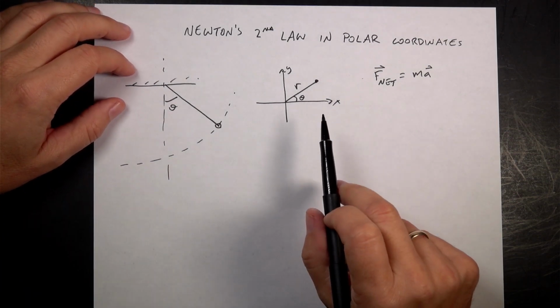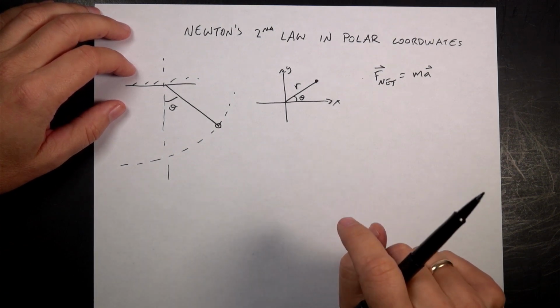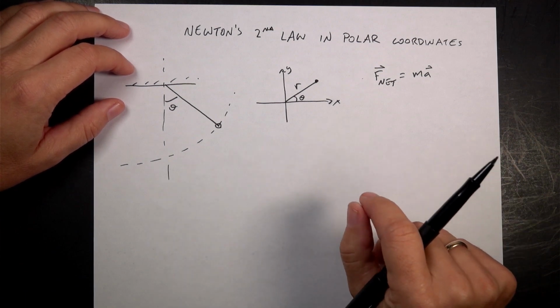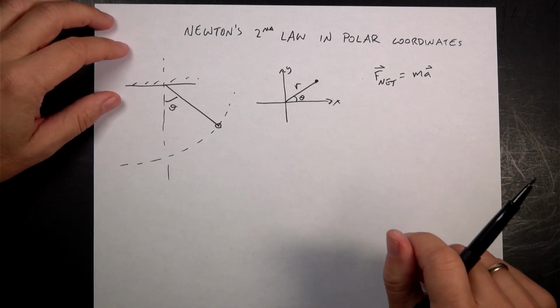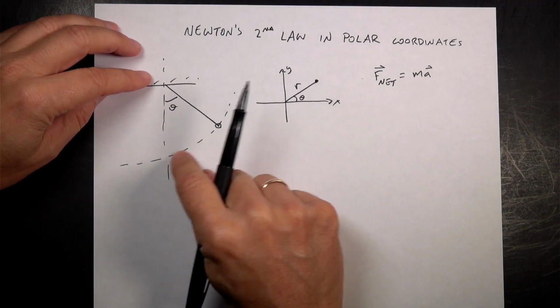Let's talk about polar coordinates, and in particular, Newton's second law in polar coordinates. Let me start off with a situation where you would use this. Imagine that I have a mass connected to a string, and that string can swing back and forth.